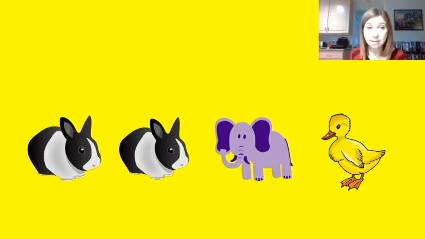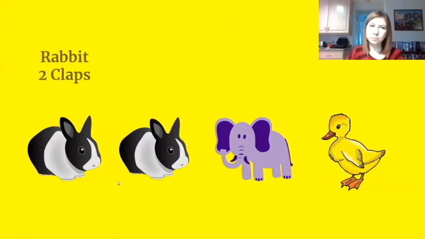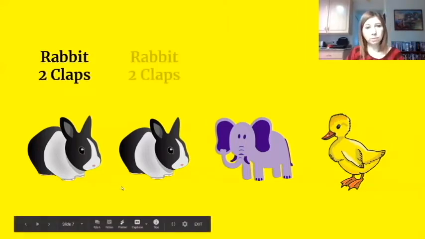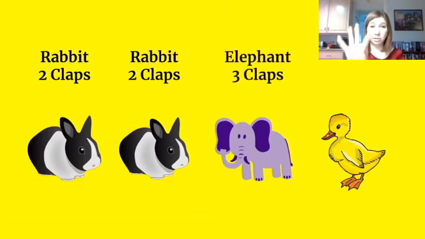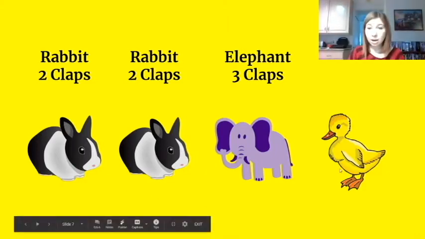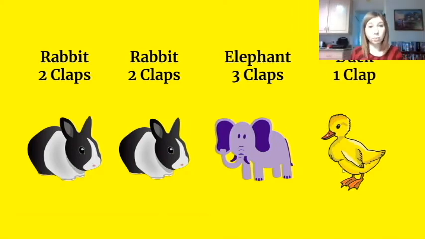Now my question is, how many taps was this whole thing, all four of these animals, how many taps did we do? Well, rabbit was two. So we had rabbit, rabbit. So that's four. Elephant is three. So if we had four already, we add another three, 5, 6, 7. And duck, we know, is just one sound. So we'd have 8 sounds. Let's try it together one more time. Ready? Rabbit, rabbit, elephant, duck.